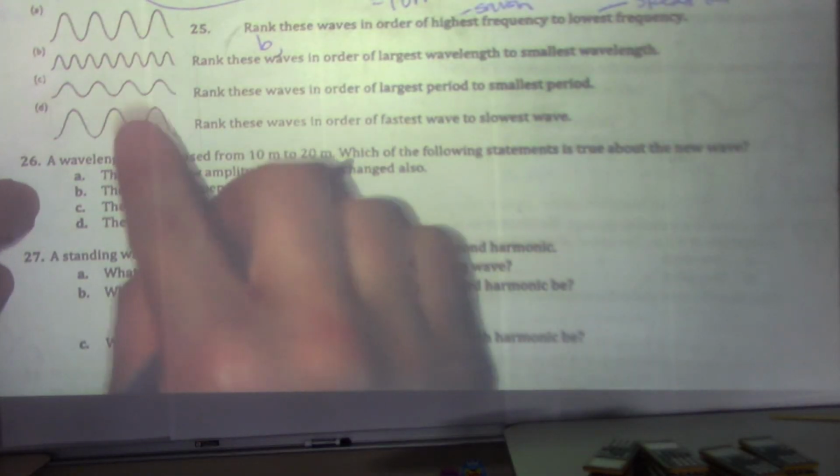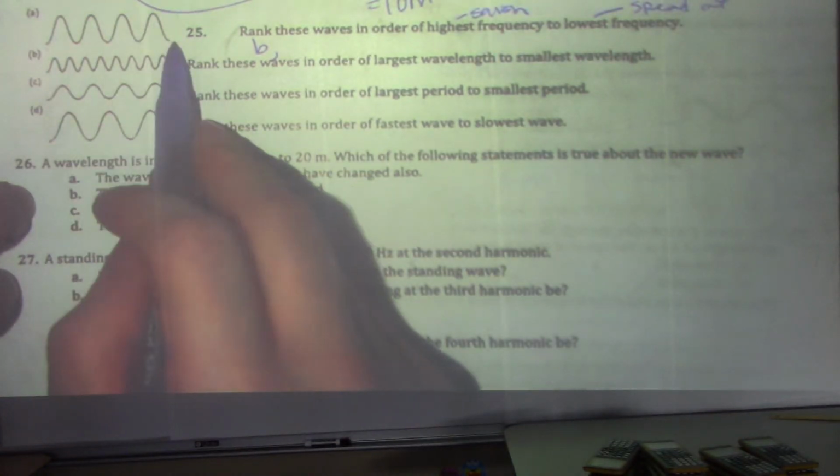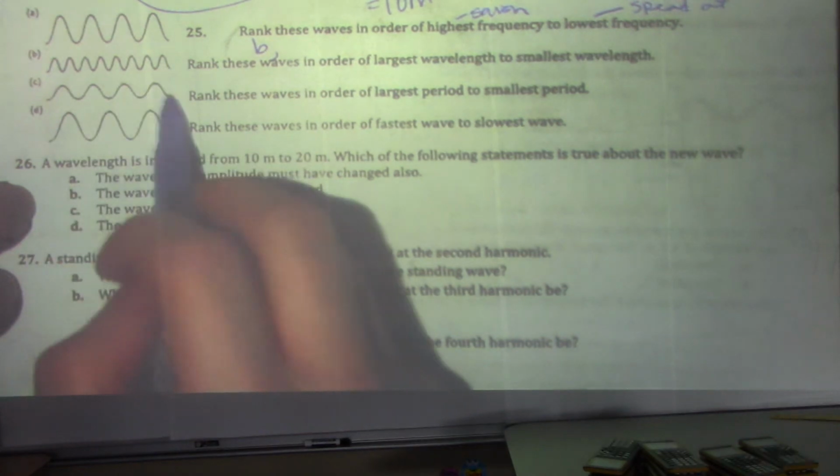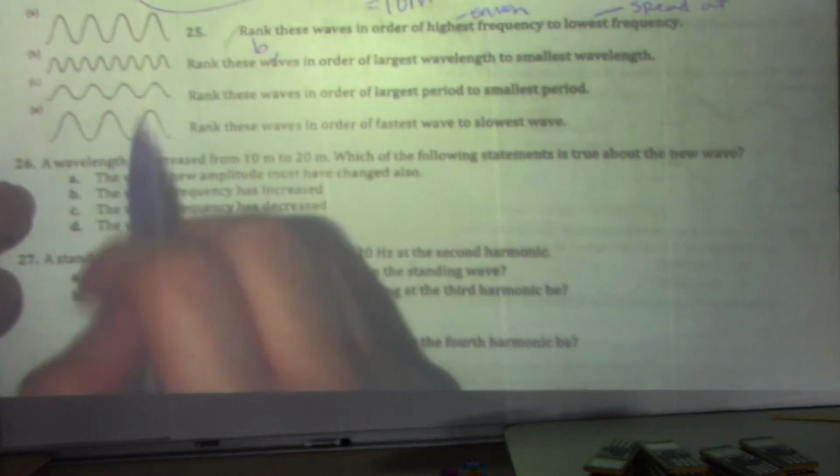Now these ones are kind of hard to tell just by looking, so I counted up waves. This has 1, 2, 3, 4 waves. 1, 2, 3, 4. So these two are equal. This one has 1, 2, 3 waves in the same amount of time, so this one's slightly more spread out. These are slightly more squished together. So B, A, and C are equal, and then D is the last one.